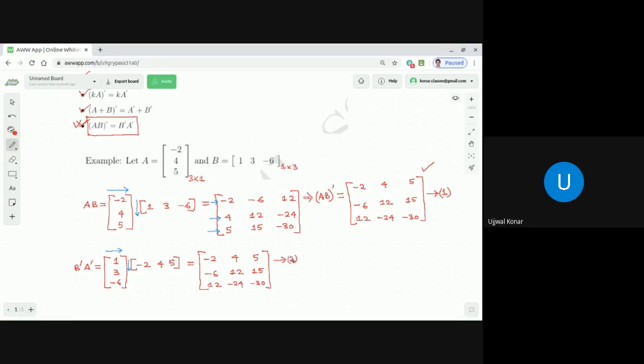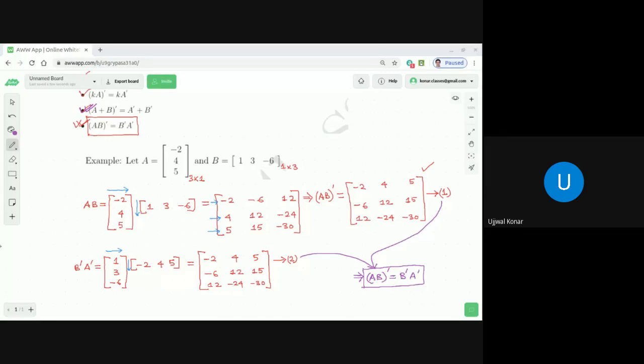Now, dear students, if we look at both equation 1 and equation 2, what can we conclude? What we can say is that (A into B) transpose is equal to B transpose into A transpose. This is an important result. Questions come from here. Never get mixed up with (A plus B) transpose. (A plus B) transpose is equal to A transpose plus B transpose, which you see here. But (A into B) transpose is equal to B transpose into A transpose. I hope this is absolutely clear.